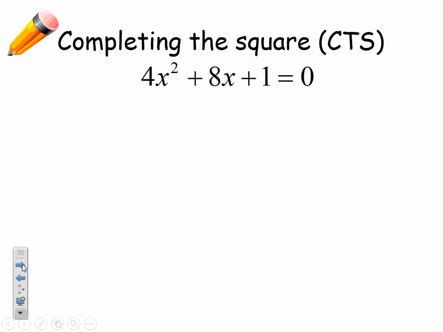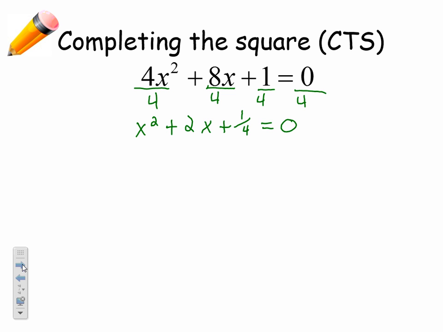All right, ladies and gentlemen, last example. Same thing. First thing we have to check, is our leading coefficient 1? It is not 1, so we're going to divide everything by whatever number is there. So everything is going to get divided by 4. So I'm going to get x squared plus 2x plus 1/4. I want to leave it as a fraction, equals 0.